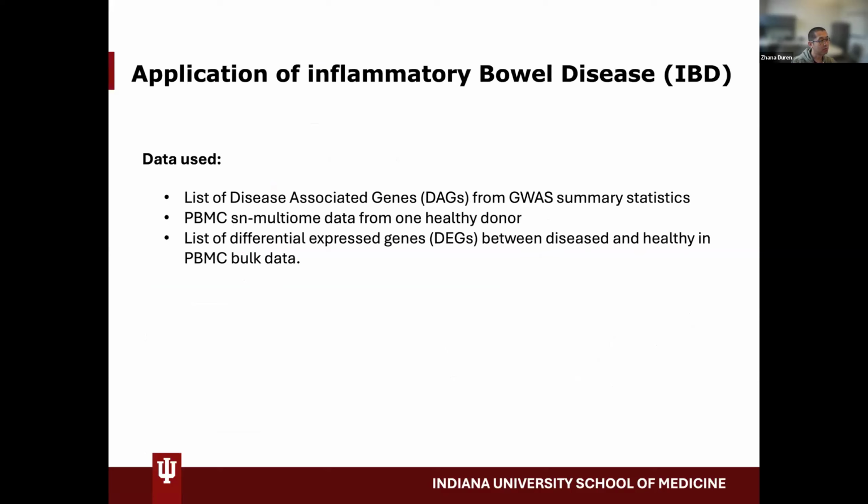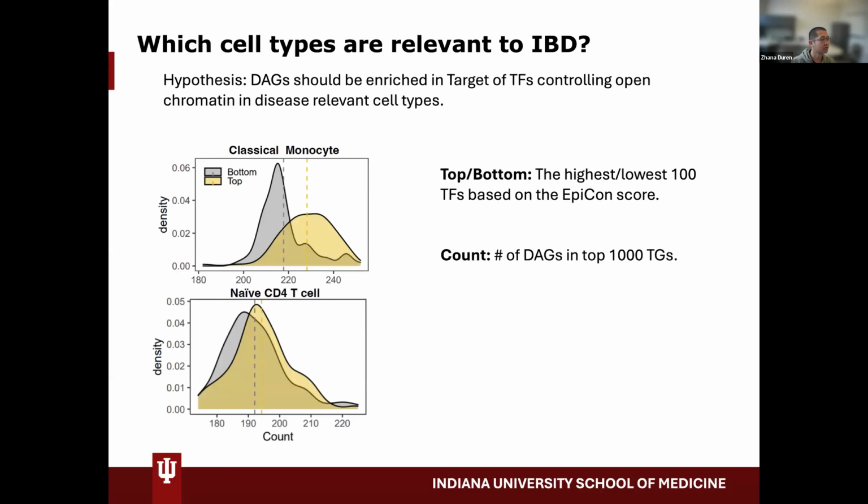And here's one application in IBD. The data we use is differentially expressed genes from bulk data. We also use the GWAS genes from the GWAS study called DAG. And we have single cell multiome data from one healthy donor to infer the network. So in the network, first we ask which cell type is more important.